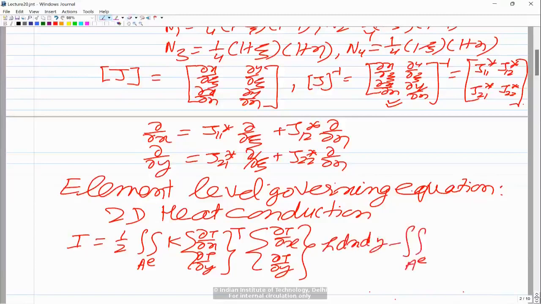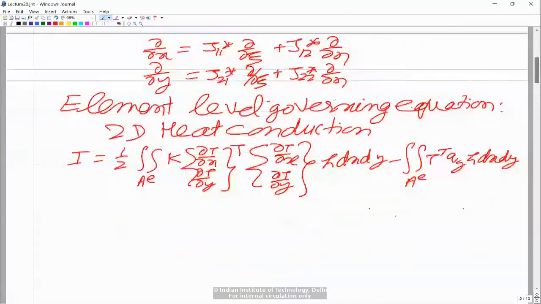Then from the heat source inside, we had this T transpose. So let me just write it as only T transpose. So we had T transpose into Qg into h dx dy. So this integral functional we have used even for the triangular element. So this is the same, and then minus integration over the boundary of the element, and then we have T transpose into Qn h into ds. So this is what we now have.